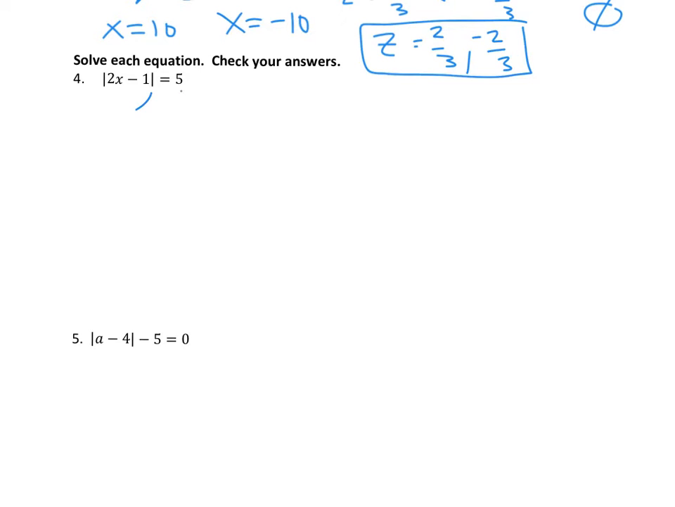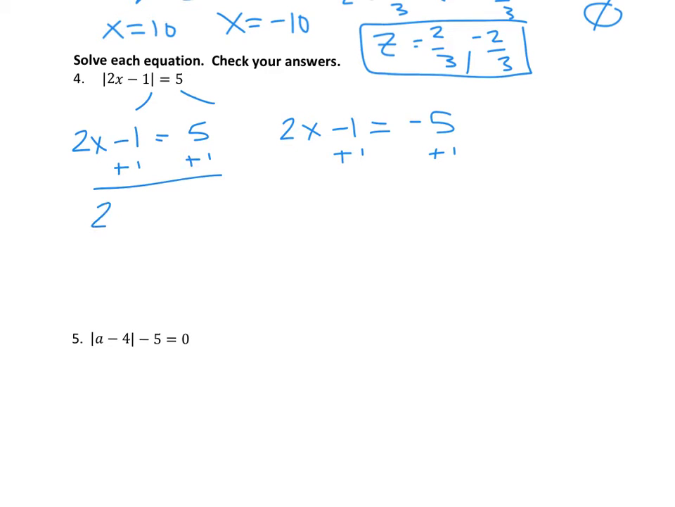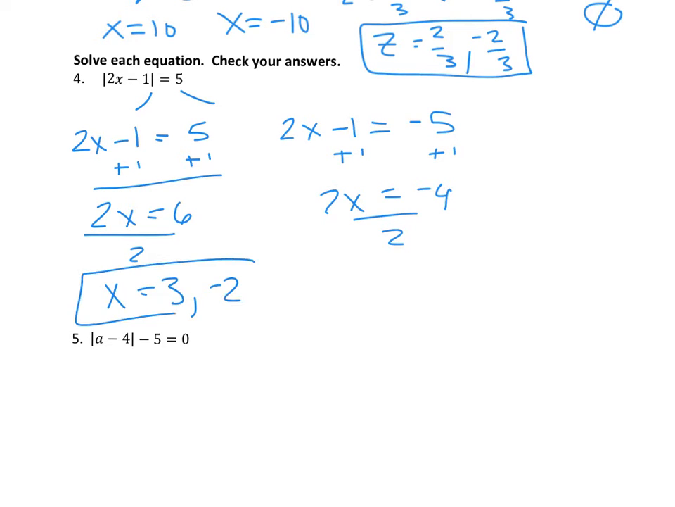So once you do that, you just split them. You're going to copy the first one down as is, and then you're going to copy the second inside as is, but it could also be the opposite. So the opposite of 5 is negative 5. So we're going to add 1 to each side. So I get 2x equals 6, 2x equals negative 4, and we're going to divide by 2, and I get x is 3 or negative 2.